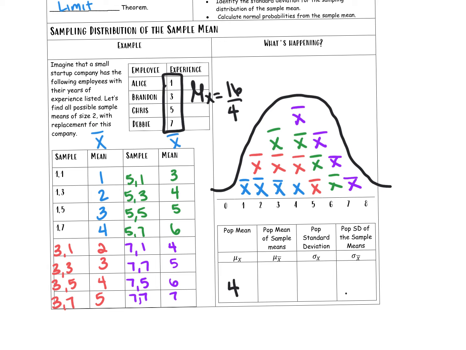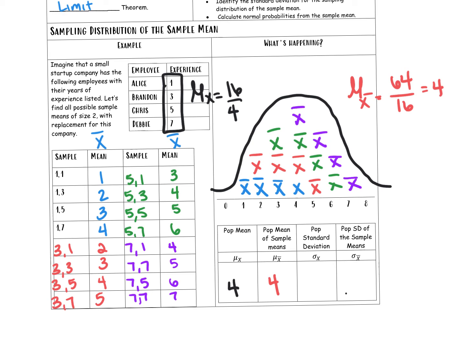If I try to find the next thing, which is the population mean, mu, of the sample means, x bar, I want to find the mean of all these x bars here. I'm going to add those all up. So if I add up 1, 2, 3, 4, 2, 3, 4, 5, 3, 4, 5, 6, 4, 5, 6, 7, the mu of x bars is equal to 64, and there are 16 total x bars there. That's also equal to 4.